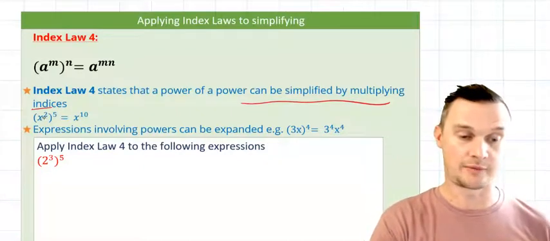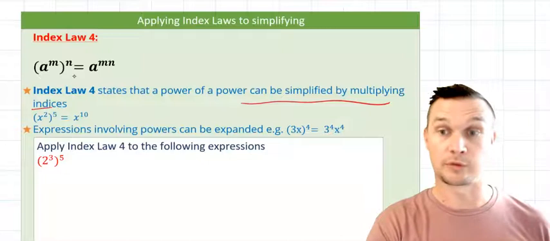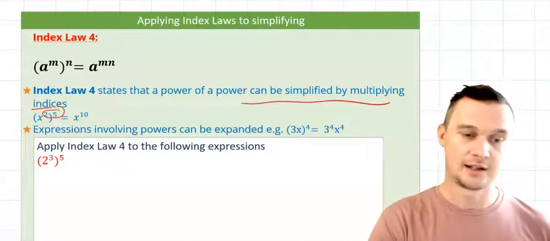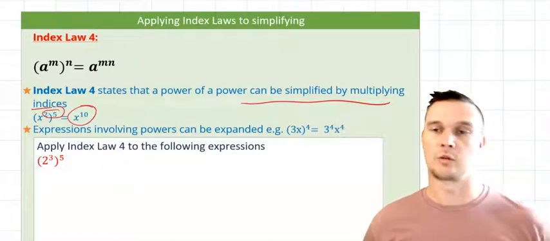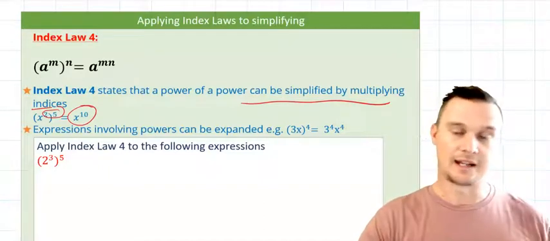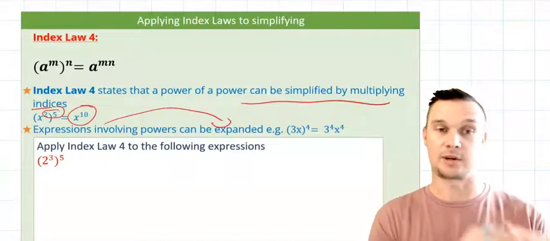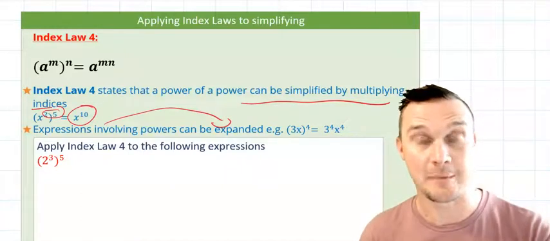So in this example, we have x to the power of 2, which is multiplied by 5. Basically it means we multiply these two indices together. 2 times 5 equals 10, which is why we have x to the power of 10. Now another key thing that you need to make sure you do is try expanding. So expressions involving powers can be expanded.